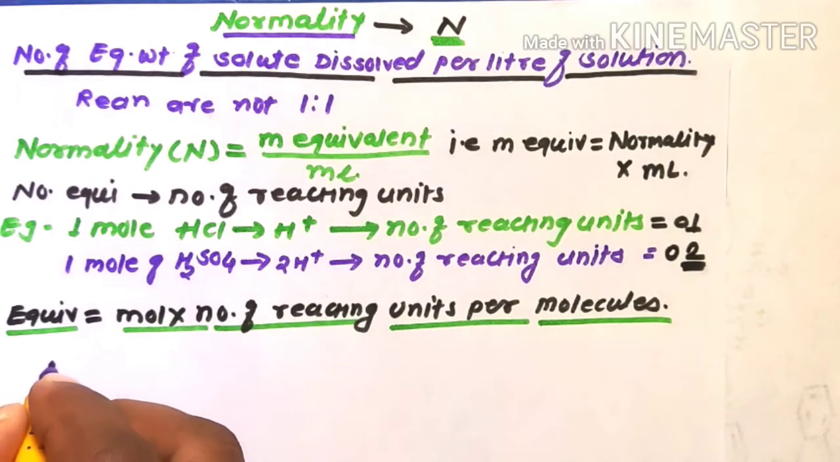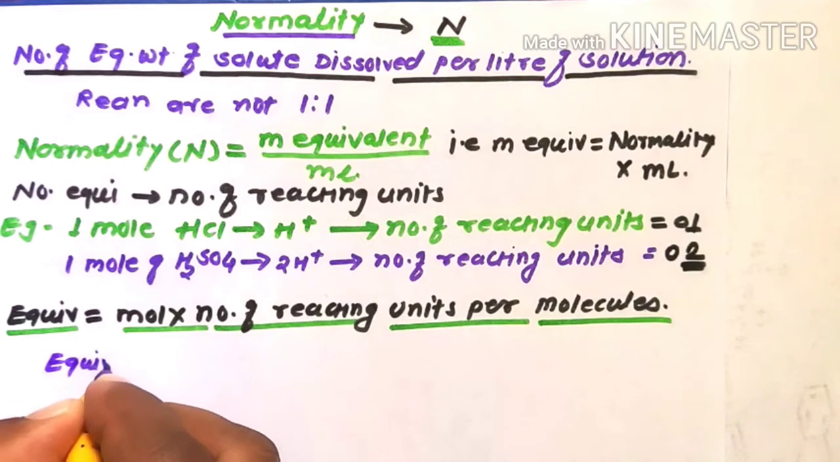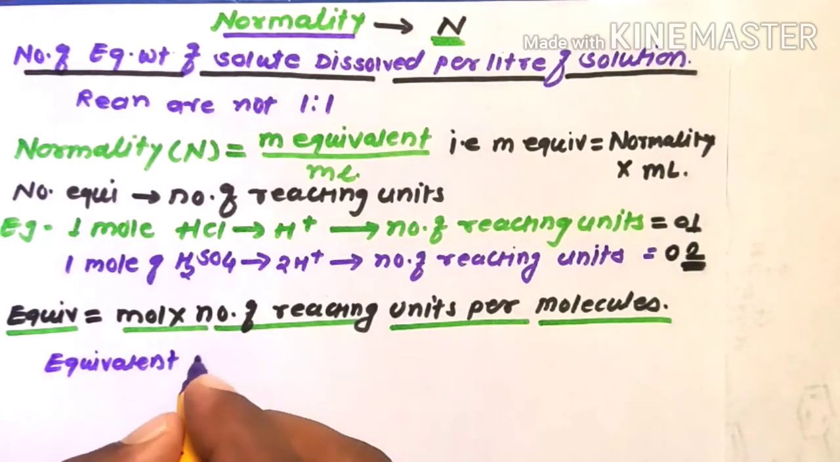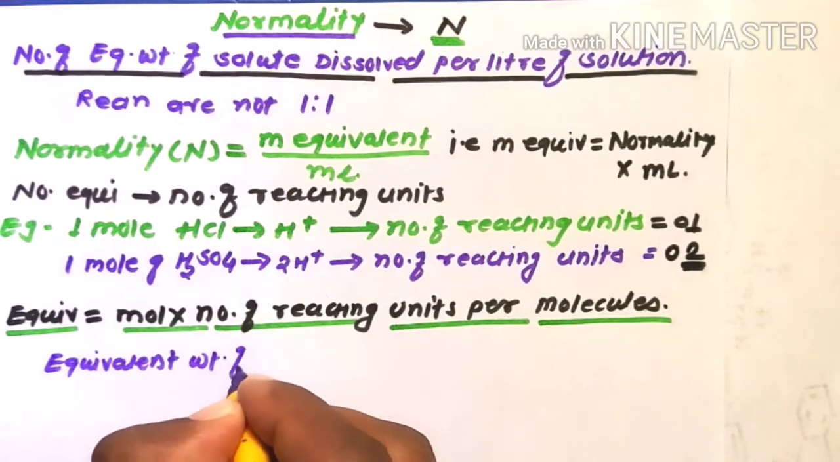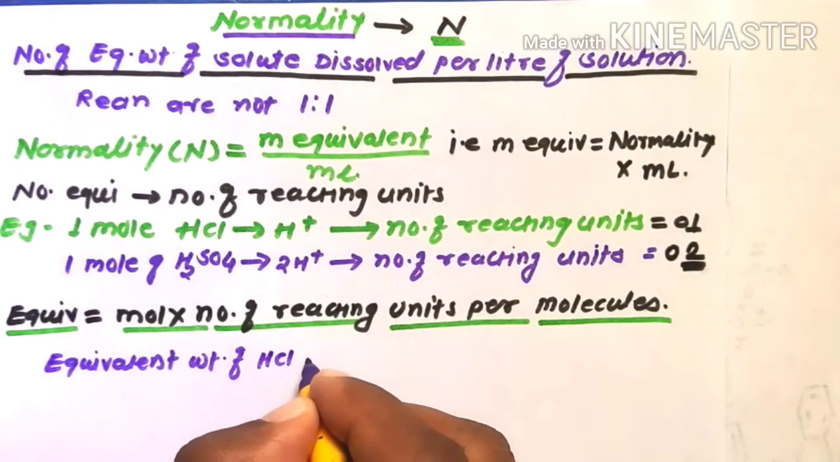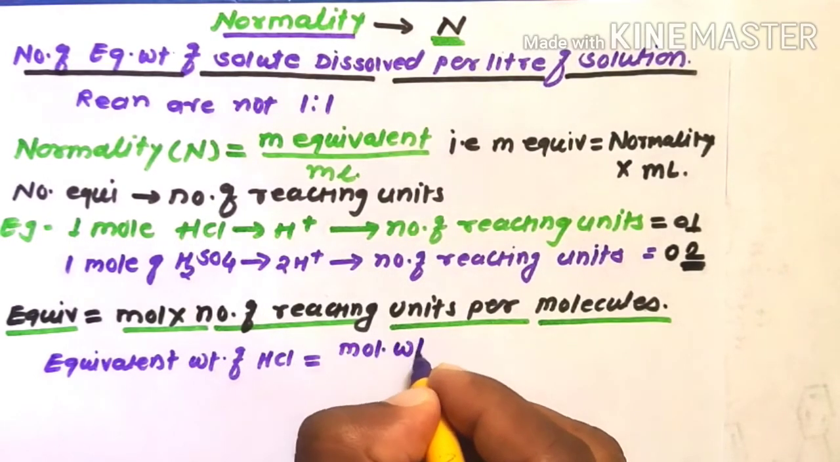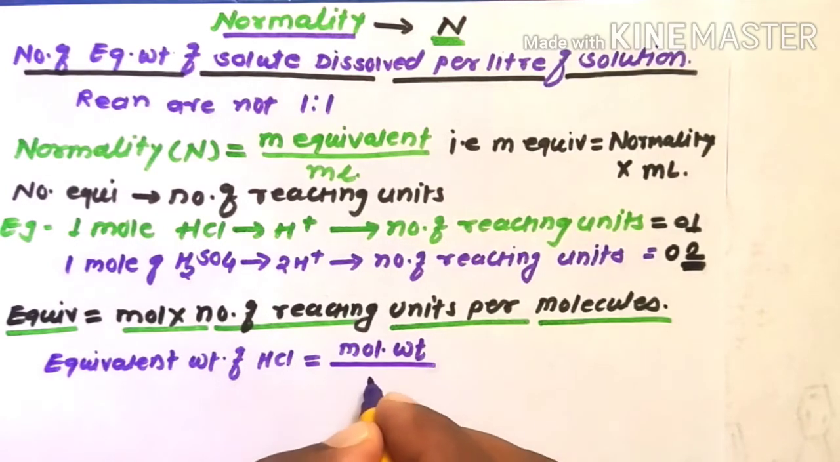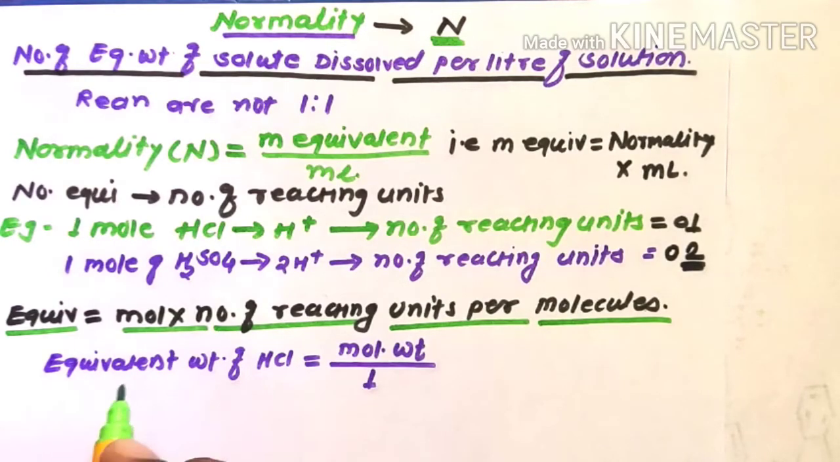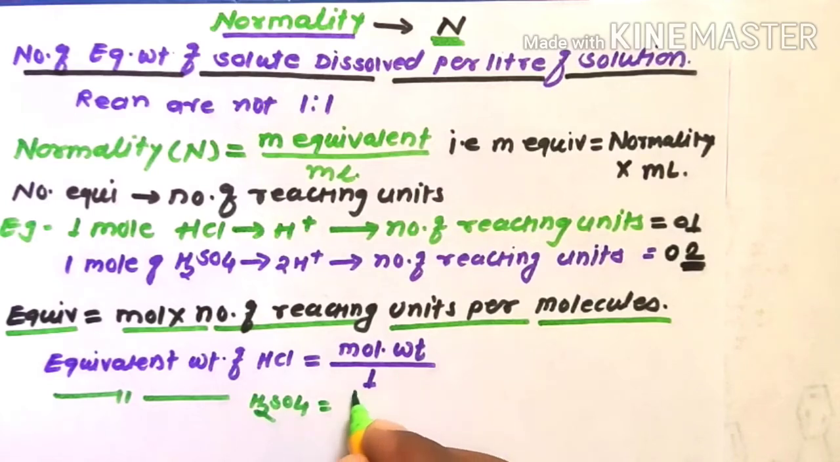Thus the equivalent weight of HCl is equal to molecular weight divided by the reacting unit, that is 1, and the equivalent weight of H2SO4 is equal to molecular weight divided by reacting units 2.